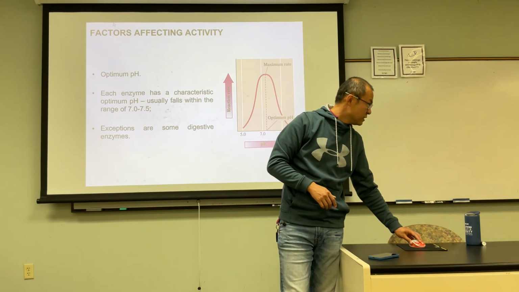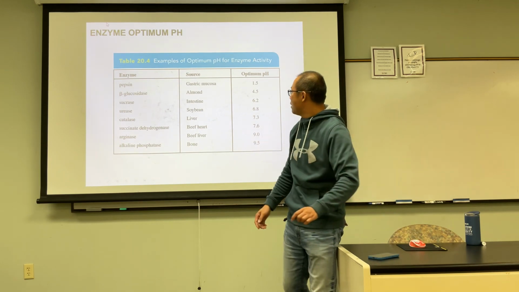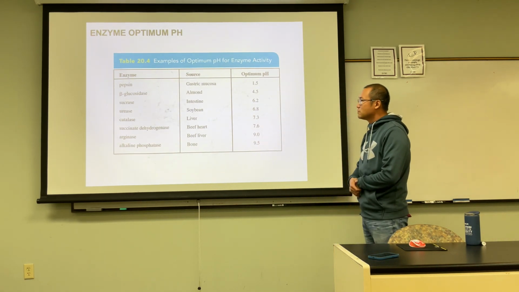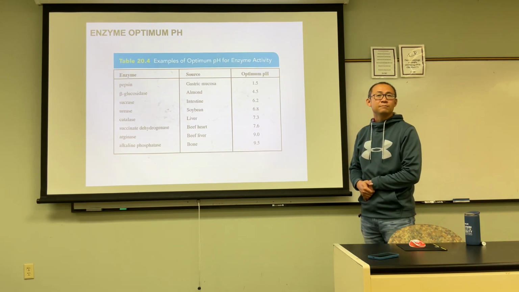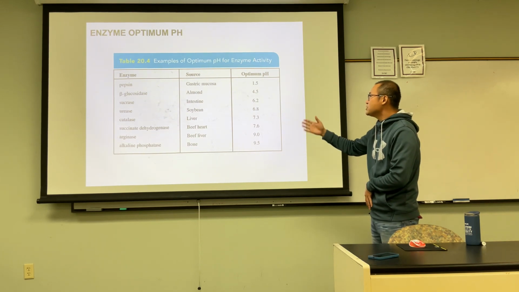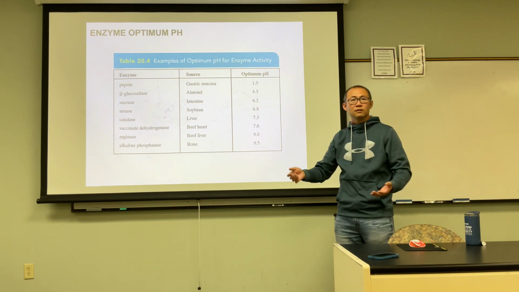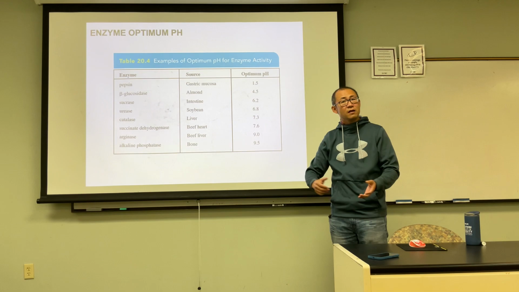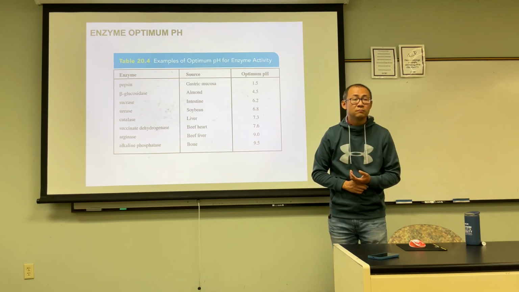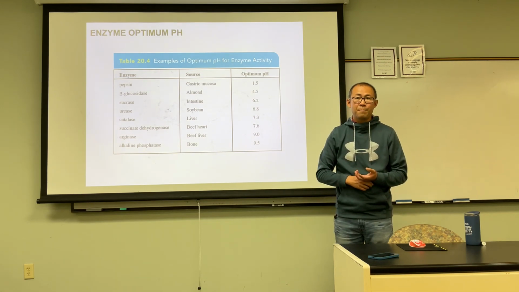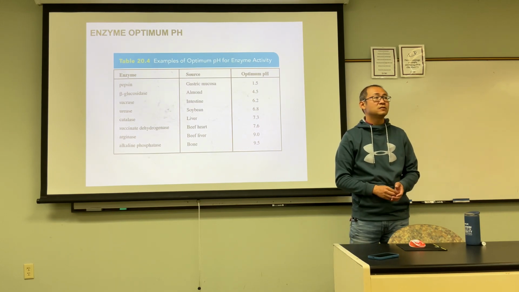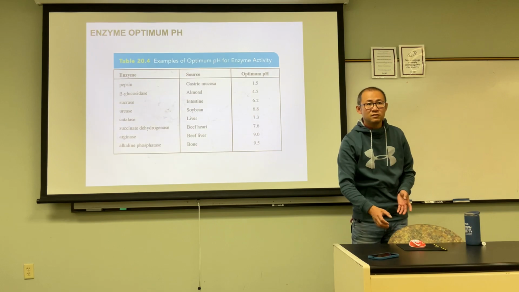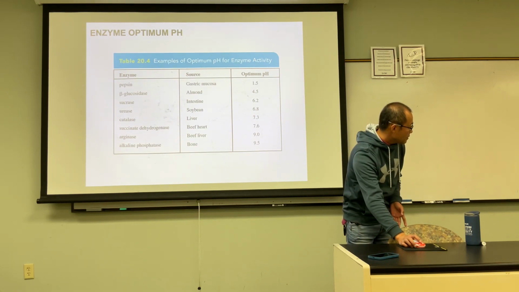Here, this chart shows you the optimal pH of different enzymes found in different species or different locations. Just to show you, not all enzymes have the same optimal pH. It depends on where the enzyme is located, in a species or in the same system. Now let's go back.